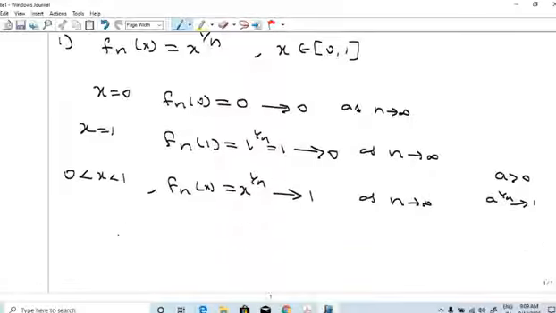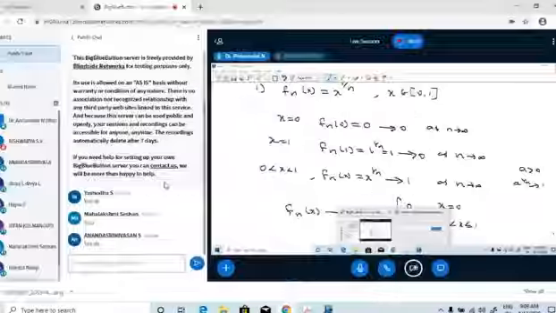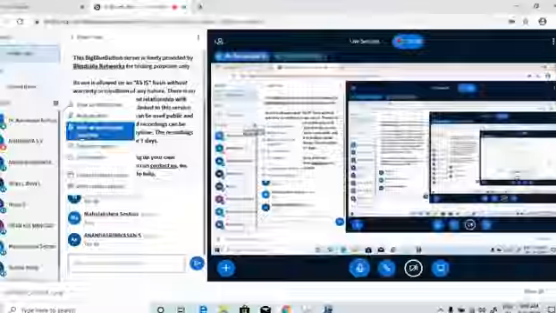Therefore, you can write the sequence f_n of x converges to, maybe we call it, some f of x. So this f of x is actually nothing but 0 for x equal to 0, and for all other values of x, we get 1. This is the point-wise limit for this sequence of functions.